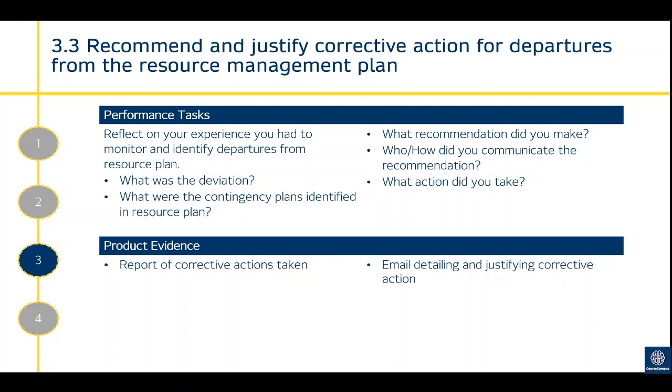So reflect on your experience. You've had to monitor and identify departures from the resource plan. What was the deviation? Were there contingency plans already in place? And if so, how did you activate and follow those contingency plans? If there wasn't a contingency plan in place, how did you come up with the solution? Did you communicate with stakeholders? Did you look at lessons learned? How did you find out what would be the best way to go forward?